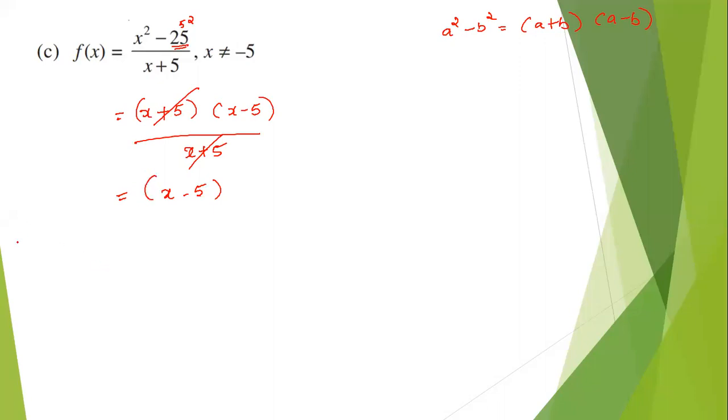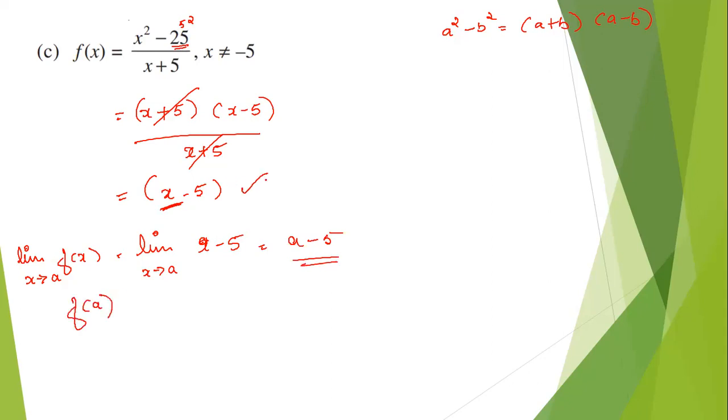So here, if you take the limit, what you get? Limit x tending to some real number, say a, f of x will be equal to limit x tending to a, in place of x, you have to replace it by a, right? So x minus 5 will be a minus 5. Even if you take value of the function f of a, that also will be equal to a minus 5, correct?